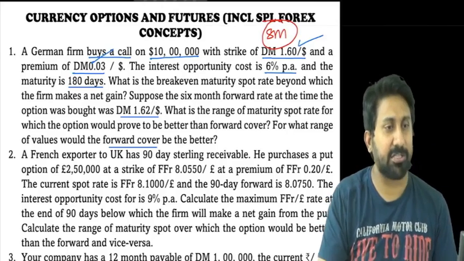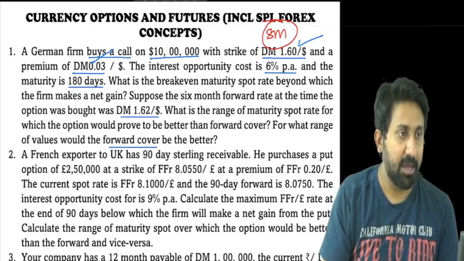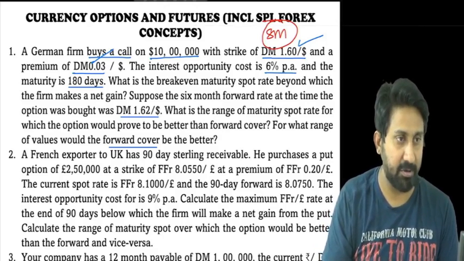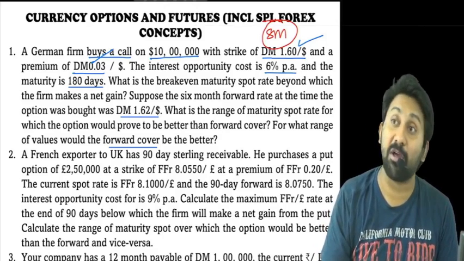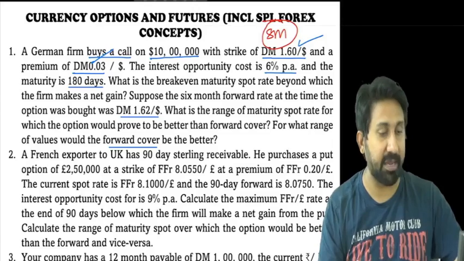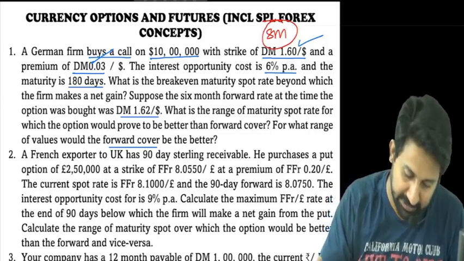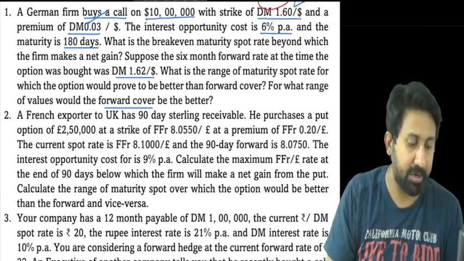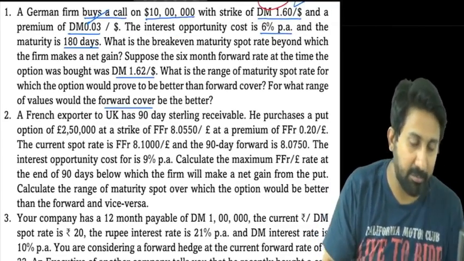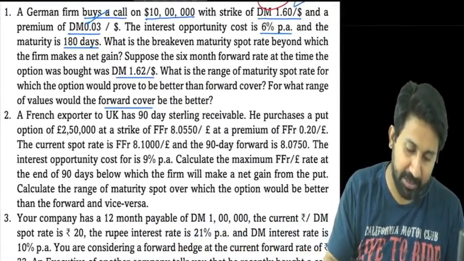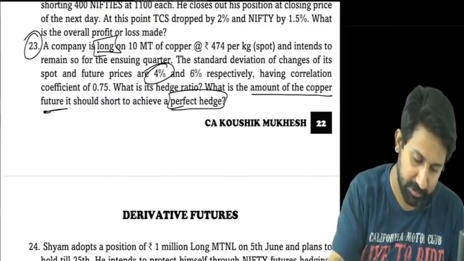Why interest cost is given, I will explain. Okay, and maturity is 180 days. What is the break-even spot price? What is the break-even in options? We already completed it in the options chapter. What is the break-even? SP plus P. So first let us try to understand what is the total DM outflow. Okay, so they are asking which is better, forward or options.